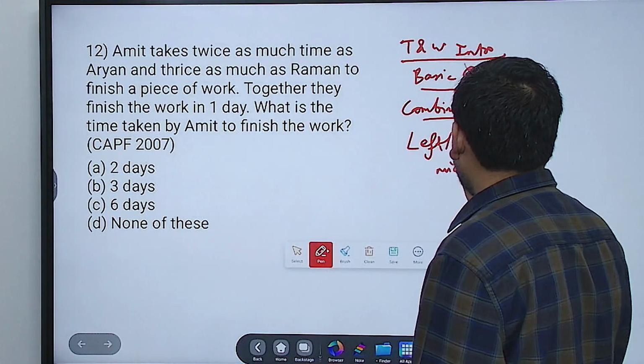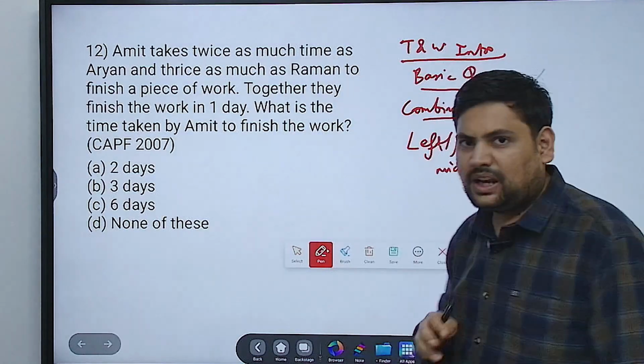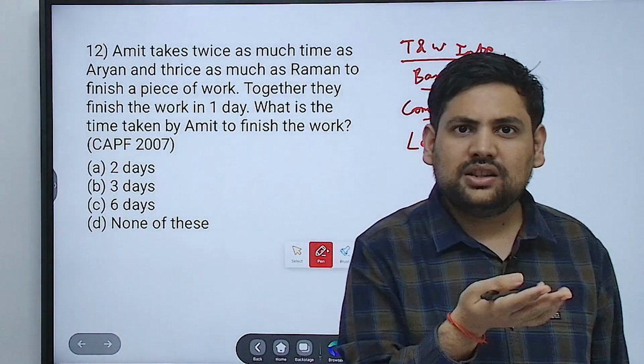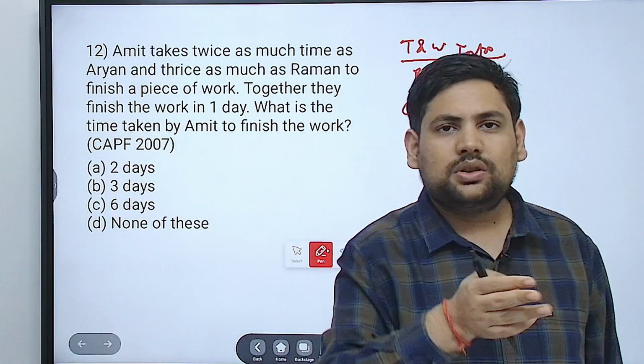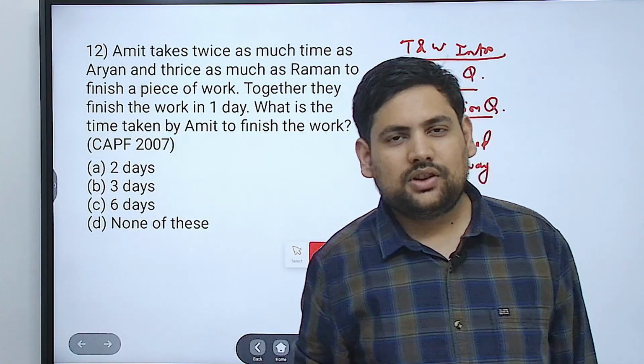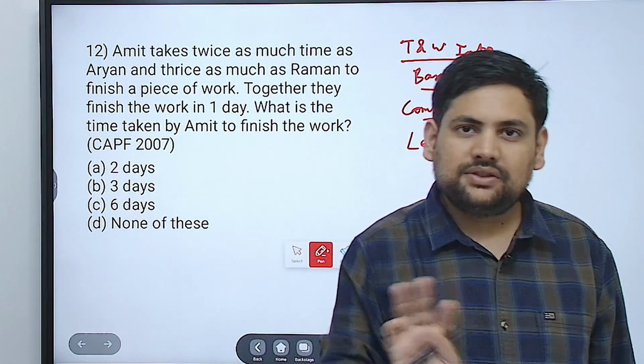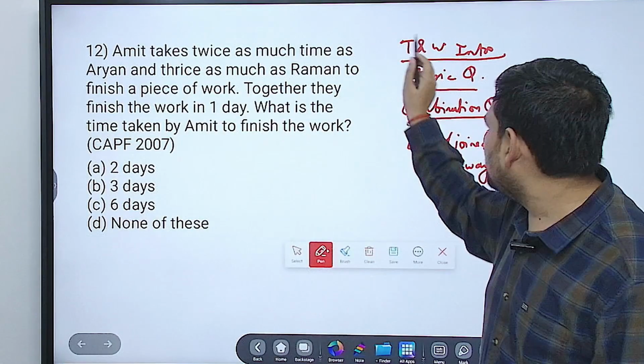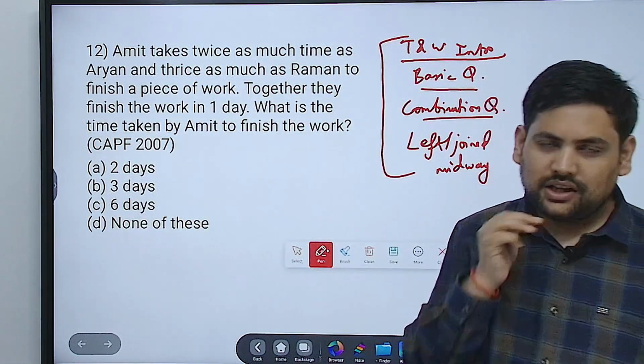So in the midway, A, B and C were working on something. Then B left after working for 2 days. Then A and C completed the remaining work. So somebody leaves in the middle or joins in the middle. These four we had seen. If you have not seen, please see them before.